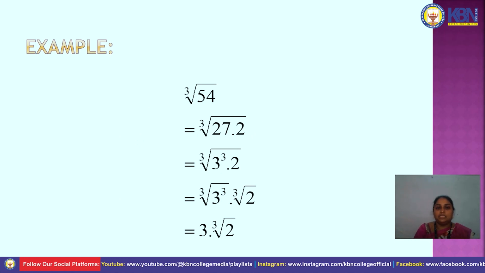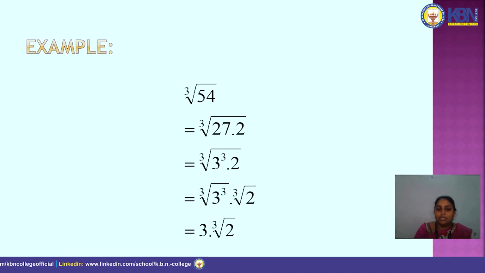The first one is cube root of 54. 54 can be written as 27 into 2. Next, we have cube root of 27 into 2. And 27 is the cube of 3. That is, 27 can be written as 3 cube. That can be written as cube root of 3 cube into 2, which is equal to cube root of 3 cube into cube root of 2.